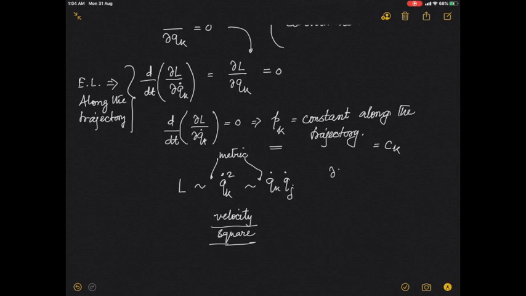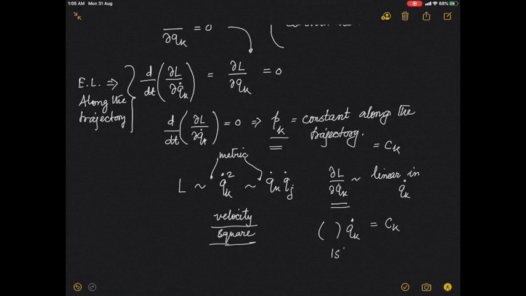Okay, so if L has this, then ∂L/∂qk dot is linear in qk dot. I should not say velocity because it's not velocity. It's linear in qk dot, which is nothing but pk. So which means that this is a first order differential equation. I will get something times qk dot or something times qj dot, that type of expression equals ck. So this is only first order.